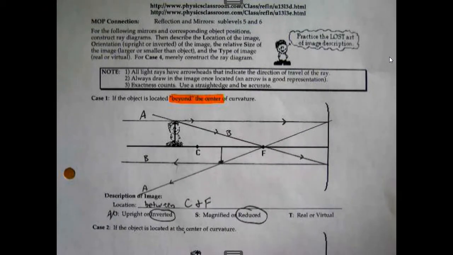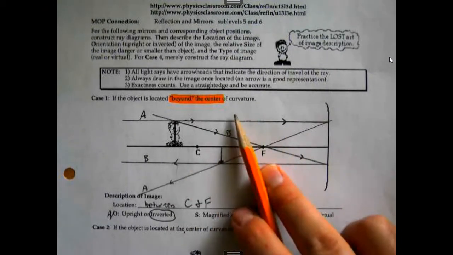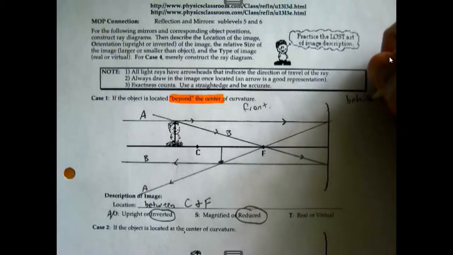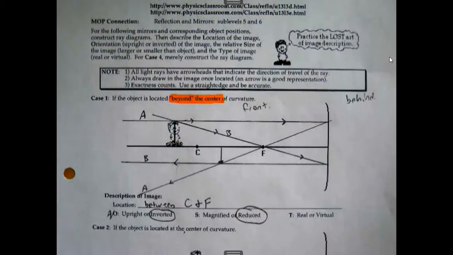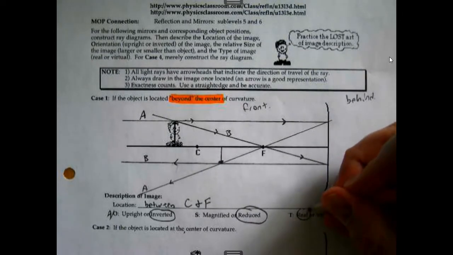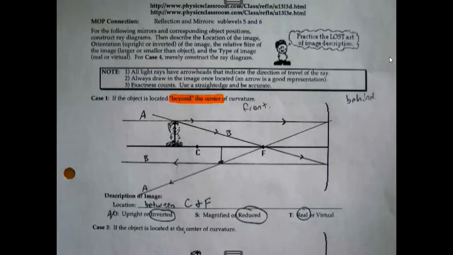And then I have to decide now, is the image in front of the mirror or behind? And remember, this is the front, because that's the side of the object. And this is behind, where there is no object. It's a virtual space. But this is in front, so it's a real image. And there you have it.